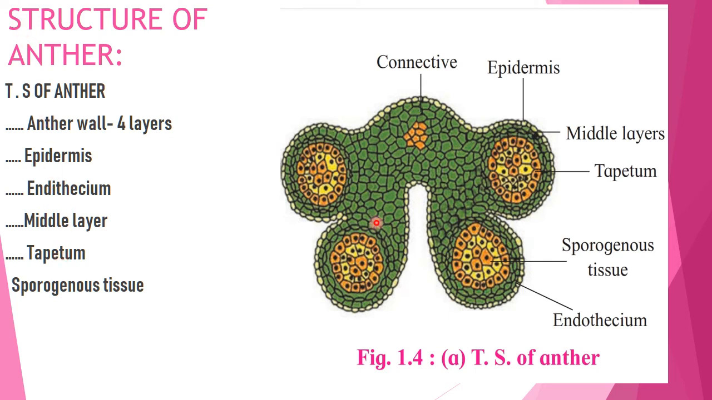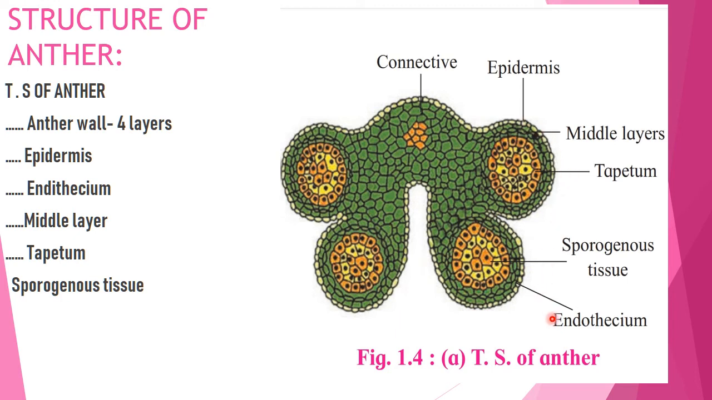Once again we will go through that. Okay, the outermost layer, here you see in the diagram, is the epidermis. The epidermis is made up of flattened cells, tabular cells. It is a common wall layer for the entire anther. You can see over here, it is there throughout. This outermost one, the epidermis, is protective in function.